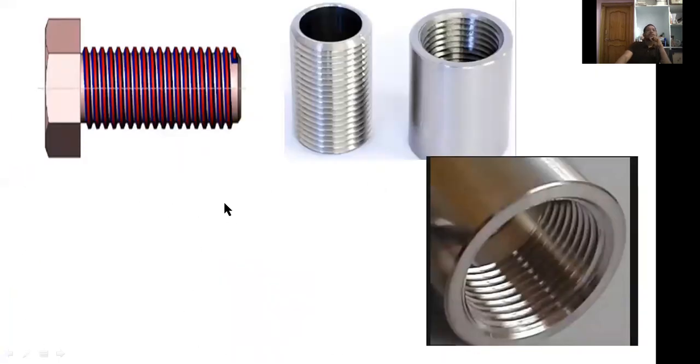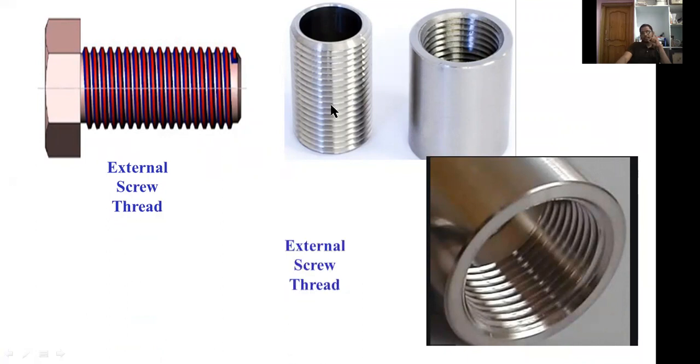Now these are the examples for threads. This one is external threading. This one is an example for a bolt, a hexagonal bolt. This hexagonal bolt has an external thread. This is also an external thread. This is not a bolt, this is a shaft, with threads on the shaft.